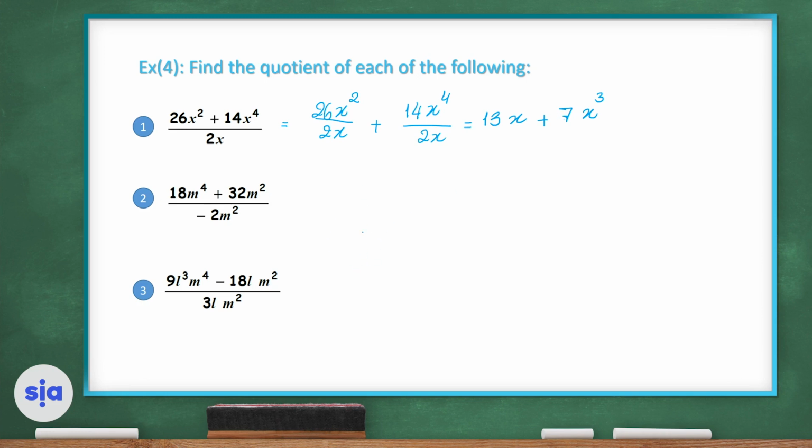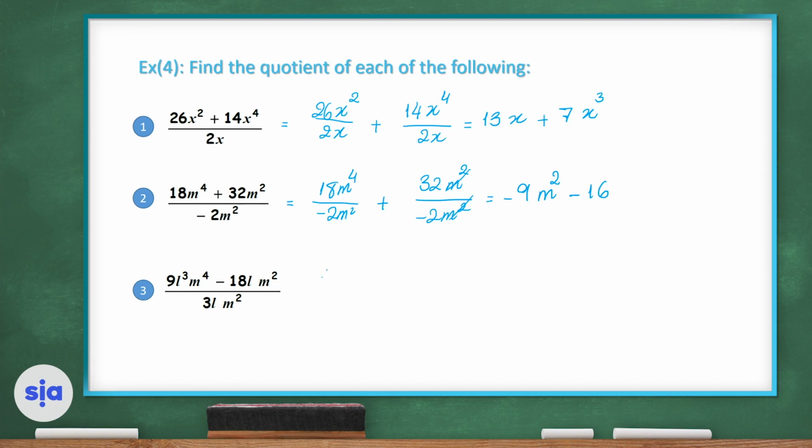Question 2. It will be 18m to the power of 4 divided by negative 2m squared plus 32m squared divided by negative 2m squared. 18 over negative 2, that's negative 9. M power 4 over m power 2 is m power 2. 32 divided by negative 2, that's negative 16. And then the m squared and the m squared are crossed out together.